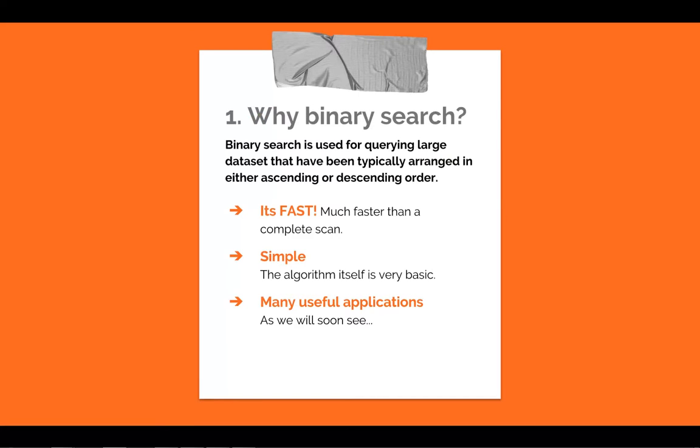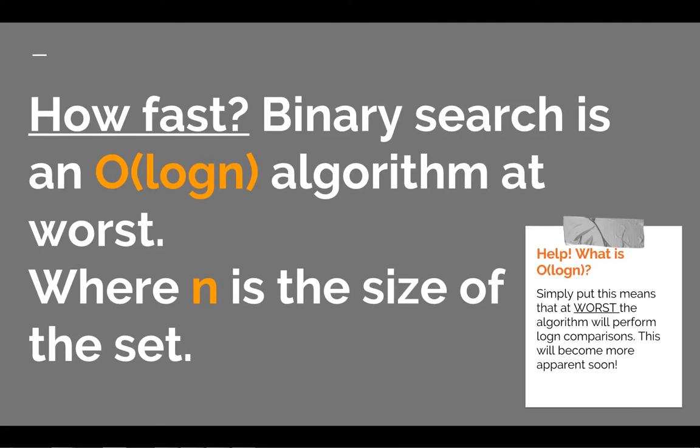So, why binary search? Simply, it's good for querying large data sets that have typically been arranged in either ascending or descending order. It's fast, simple, and has many useful applications. So, how fast? Binary search is an O of log n algorithm at worst, where n is the size of the set. If you don't know what O of log n means, just pause the video and do a Google search on Big O notation or asymptotic analysis. You don't really need it for this video, but for videos in the future, definitely going to need to understand it. Simply put, at worst, we'll be doing log n comparisons.